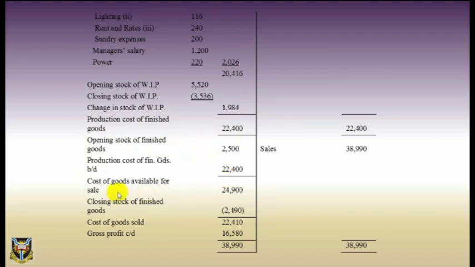Cost of goods available for sale 24,900. Closing stock of finished goods 2,490. Cost of goods sold 22,410. Gross profit C/D 16,580. Total 38,990.